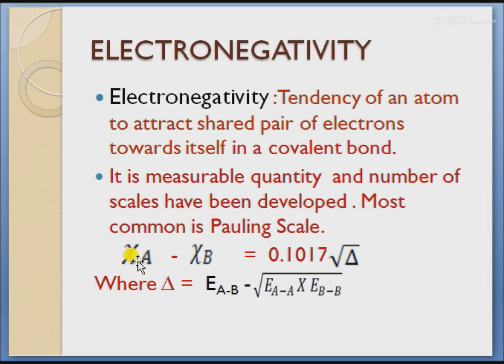Here, psi A minus psi B is equal to 0.1017 times the square root of delta, where psi A and psi B are the electronegativities and delta is the enthalpy of dissociation of the compound.